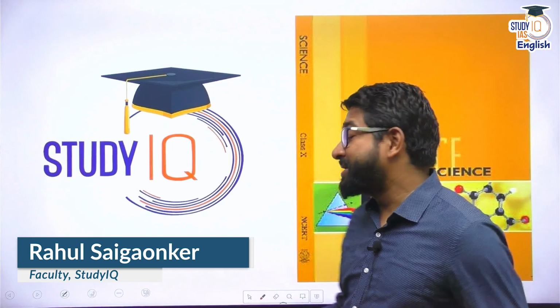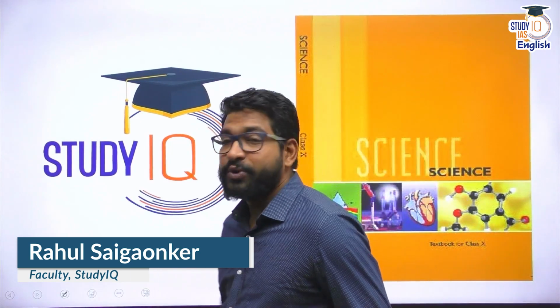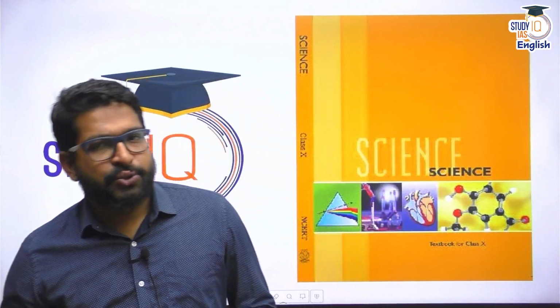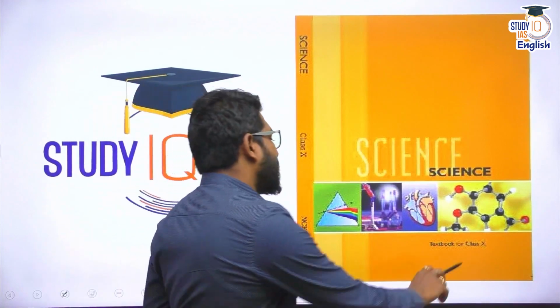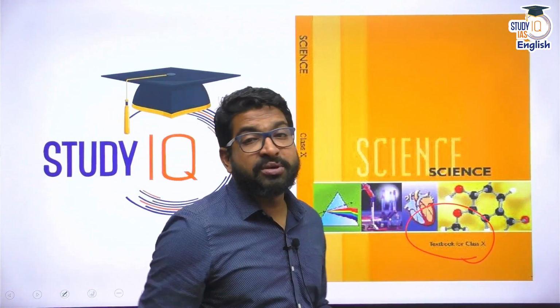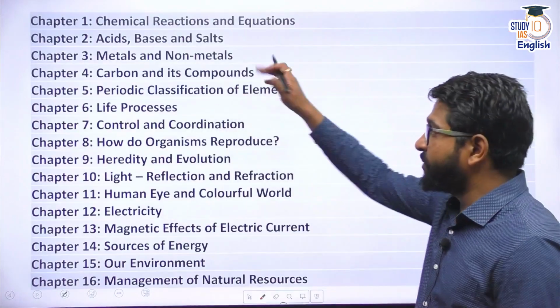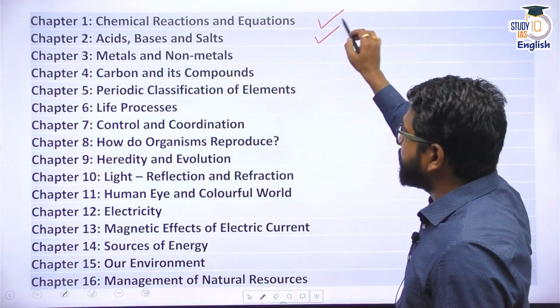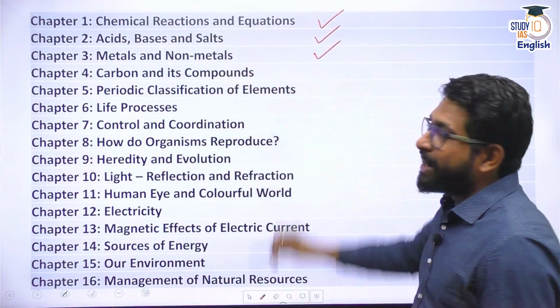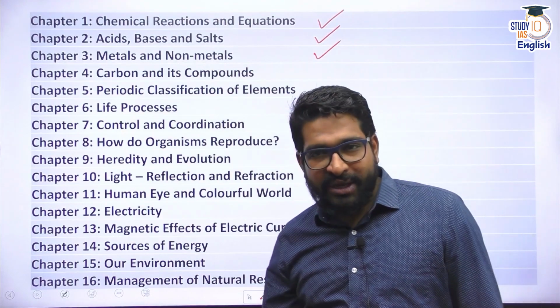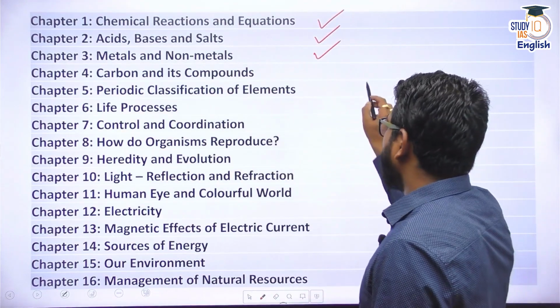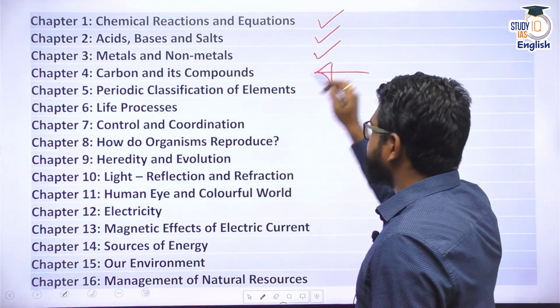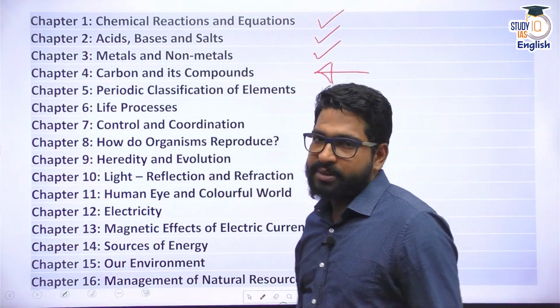Let's continue with our discussion of NCERT Science series. You already know that we are into NCERT Science textbook for class 10, where we are proceeding with discussion of each chapter. I hope that you've seen our previous video lectures where we discussed chapter 1, chemical reactions and equations, chapter 2, acid, bases and salts, and chapter 3, metals and non-metals. Today, we will be moving ahead and discussing all important chapter 4, that is carbon and its compounds.